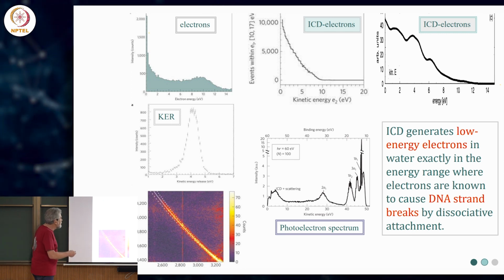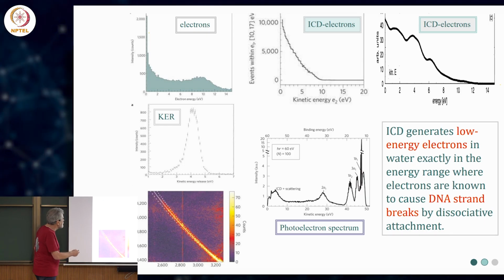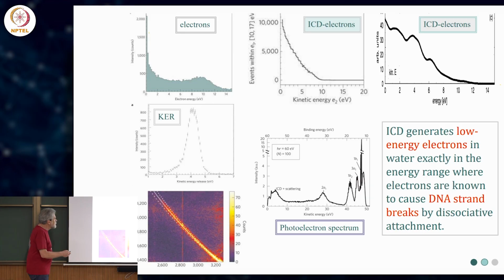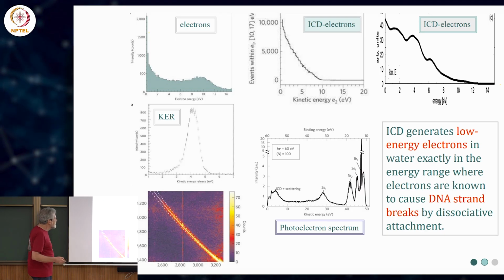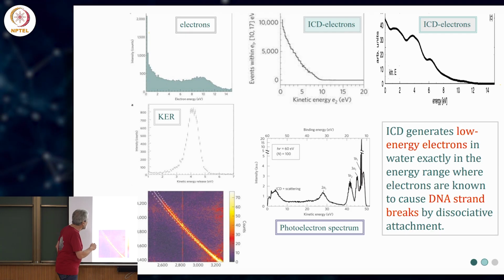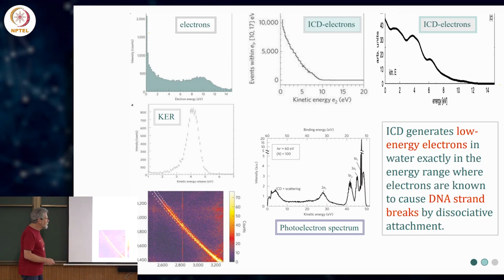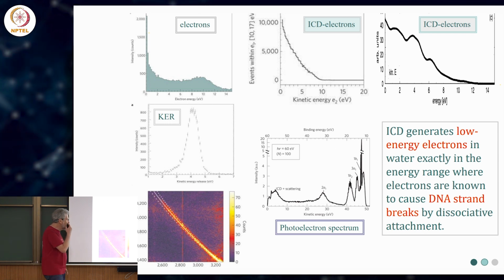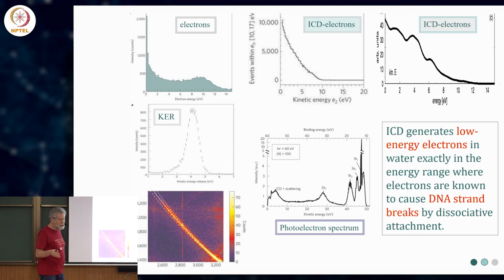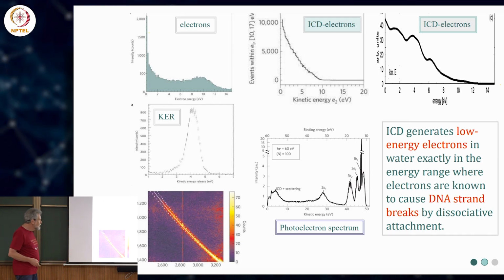Now, there is a clever experiment by Uwe Hergenhahn in his group, and you also see there electrons which go between 0 and 10. And this is our very, very old calculation, which also goes between 0 and 10. This makes sense. So it peaks at very low energy and goes down quite far. ICD generates low energy electrons in water, exactly where the energy range is, where electrons are known to cause DNA strand breaks by dissociative attachment. This was shown by a number of groups. And yeah, so this I just would like to mention.